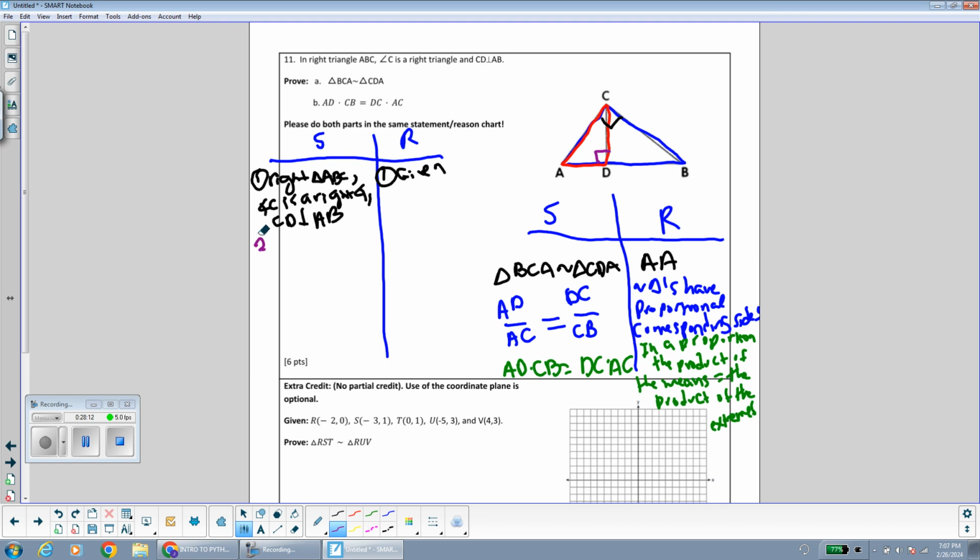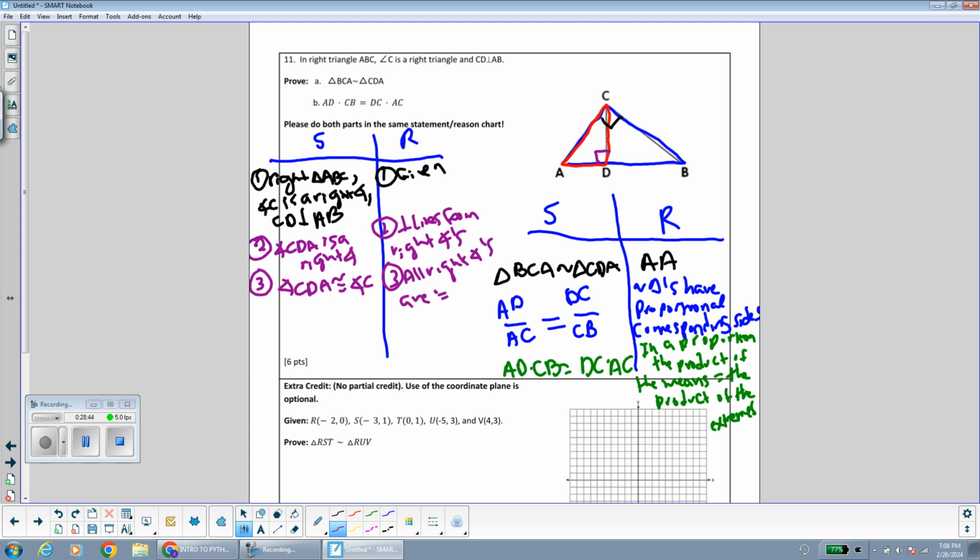So I'm going to put that here. So I'm going to put down that angle CDA is a right angle. And that was from the part of the given that perpendicular lines form right angles. And now I do need to say that angle CDA and angle C are congruent to each other. And that is because all right angles are congruent.